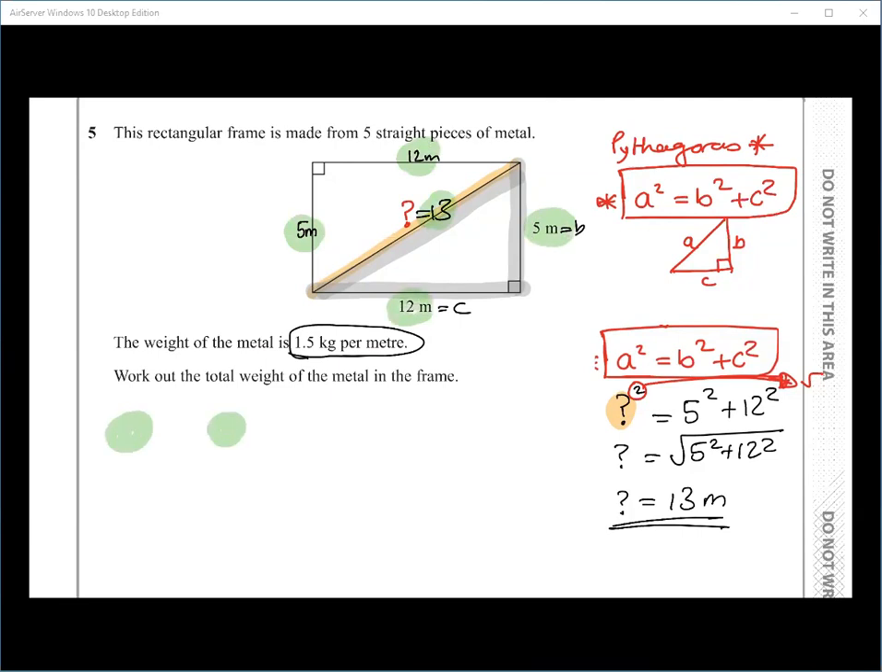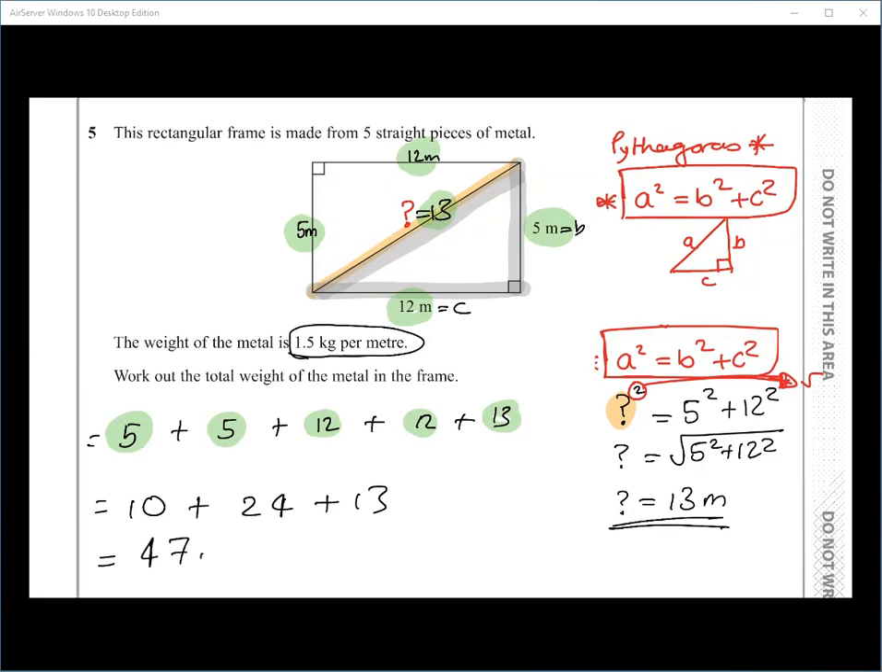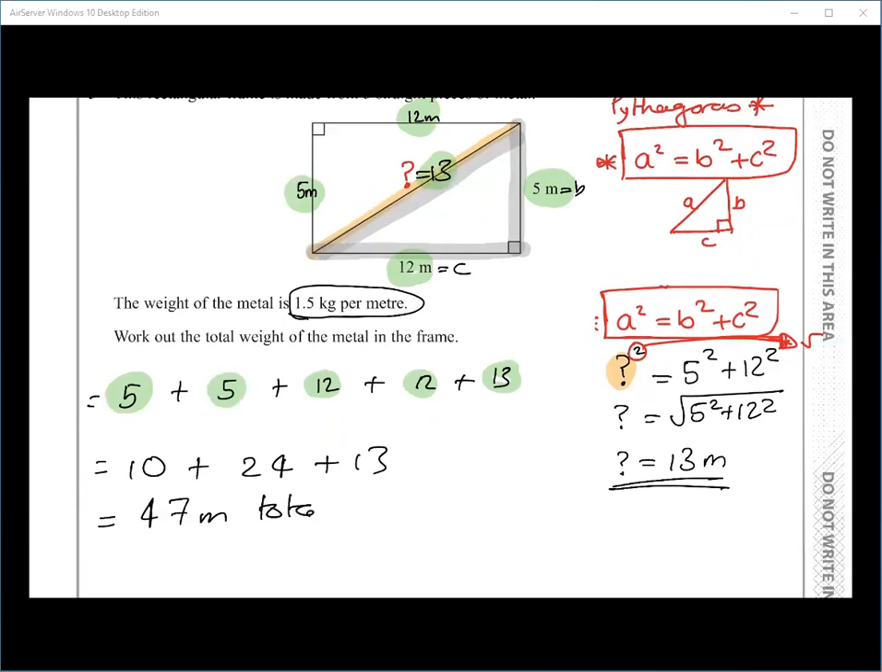So you've got 1, 2, 3, 4, and 5. Give me the numbers, please. So you've got 24. The two 12s make 24, and the two 5s make 10. Okay, you can do it that way, but I just want to set it all out for the sake of explanation. So we're going to work out the total like that. That'll give you 10, add 24, add the 13. So what does that give us altogether then? 47. 47 meters is the total length of the metal frame.